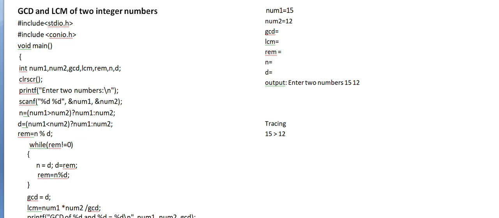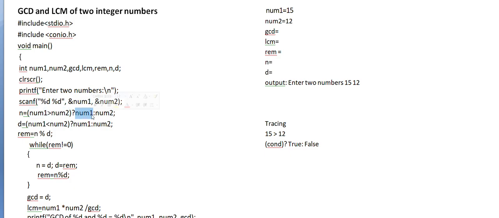So what will happen, it will check the condition. If the condition is true, this part will be executed, meaning the first part will be executed. If the condition is false, then the second part will be executed. So under this condition, n1 is greater than n2. So 15 is greater than 12. The condition becomes true. If the condition becomes true, what value will it take?